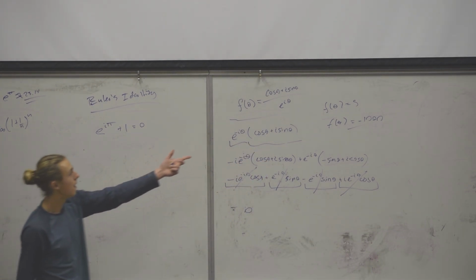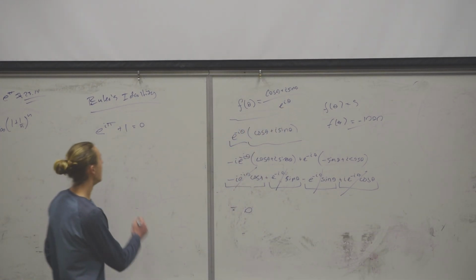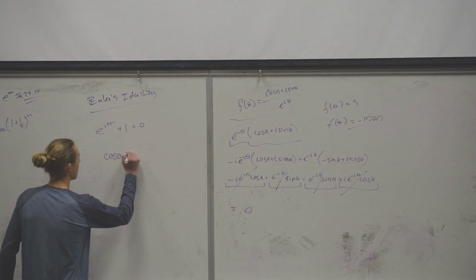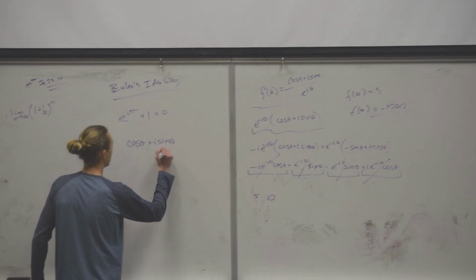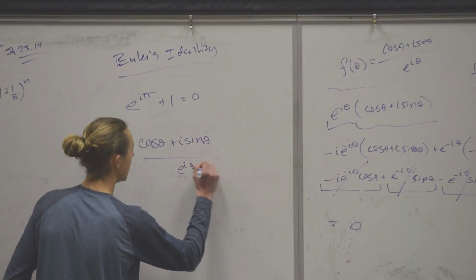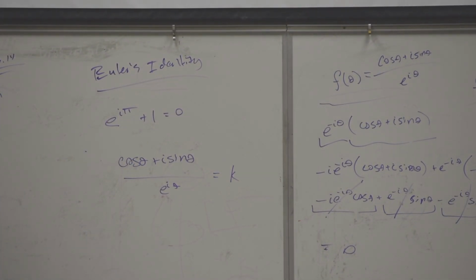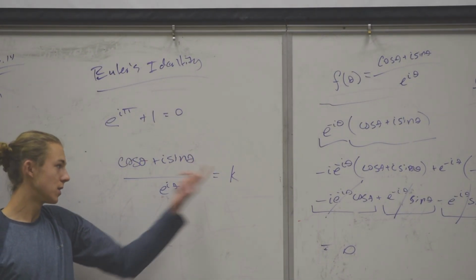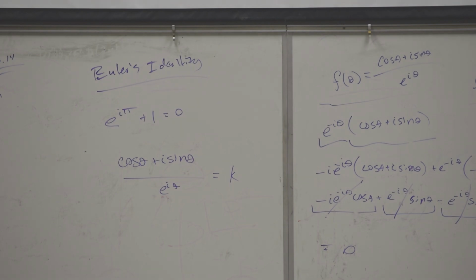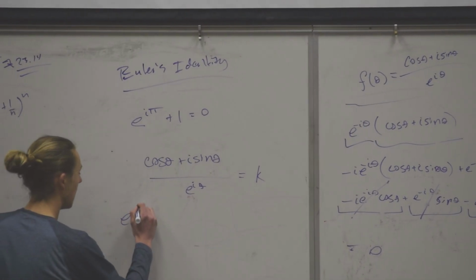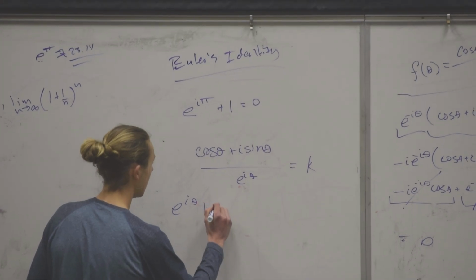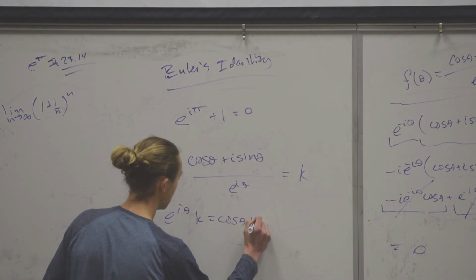So what that tells me about this particular function here is that cosine theta plus i sine theta over e to the i theta is actually just a constant. It's not some other function. It's just a constant for all theta. Okay, so if I want to rewrite this, I can say that e to the i theta times k is cosine theta plus i sine theta.